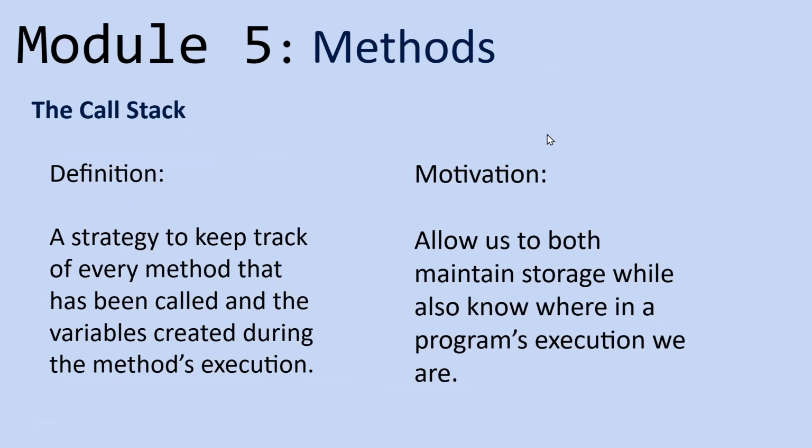All right, so just to recap, the definition. Our call stack is just a strategy to keep track of every method that has been called and the variables created during the method's execution. That's how we know what's going on in the method, all the data that we need. And why do we even have the call stack? What's the point? Well, we want to maintain storage while also knowing where we are in the program's execution. So we know what data the method has and where we are in the execution. Once one method finishes, how do we know where to go next in our code?